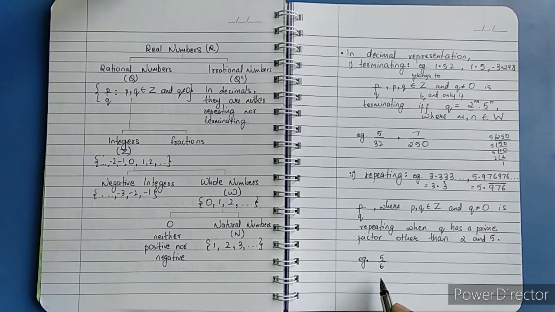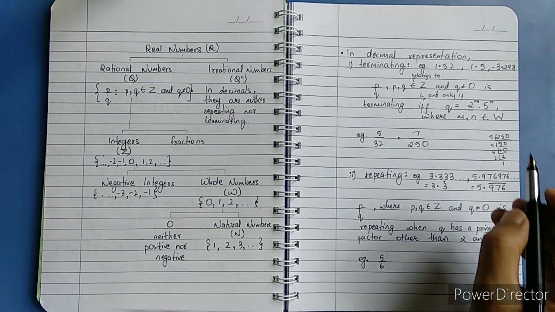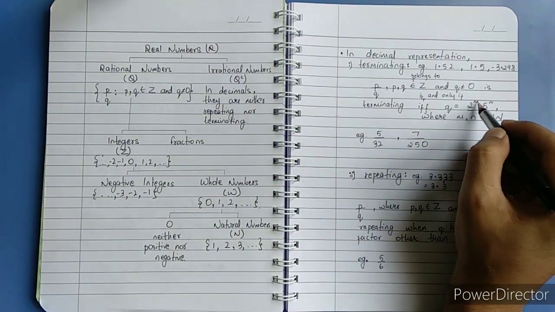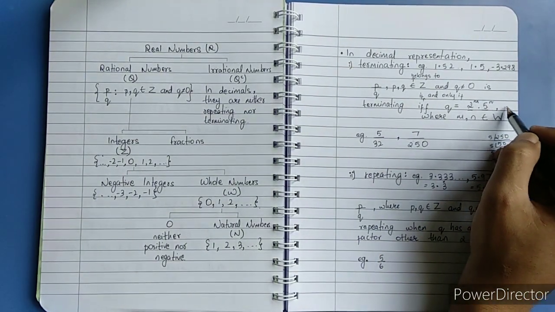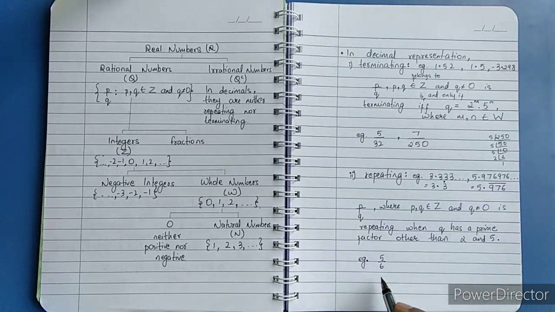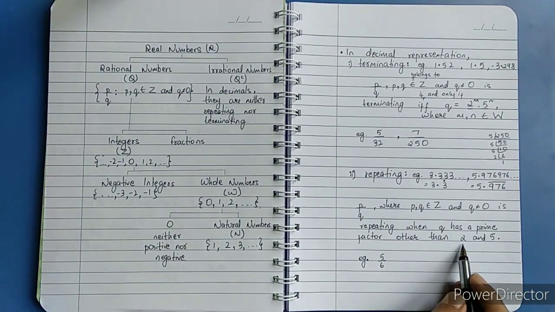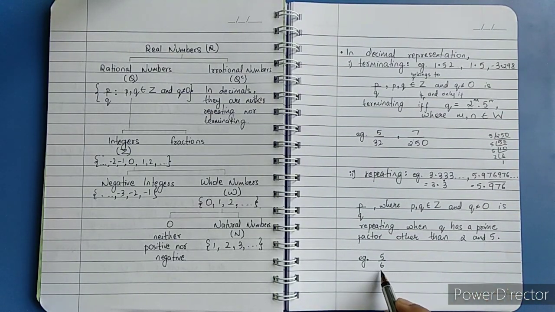So 6 is basically 2 into 3. We can write that as 5 to the power 0, 2 to the power 1. But there is another factor, that is 3. Since there is a prime factor other than 2 and 5, this number will become repeating.